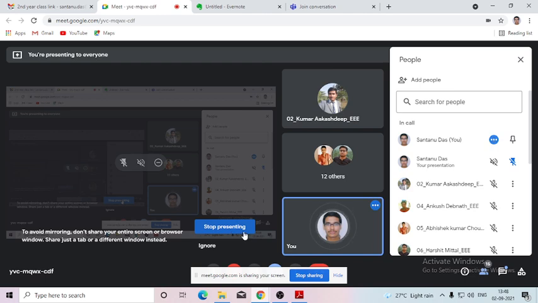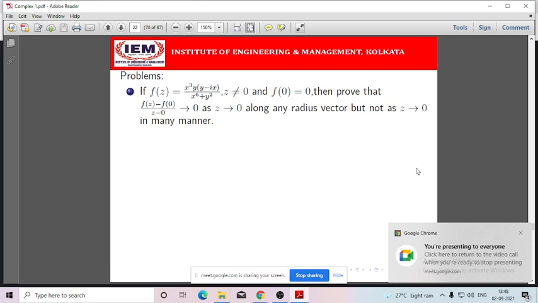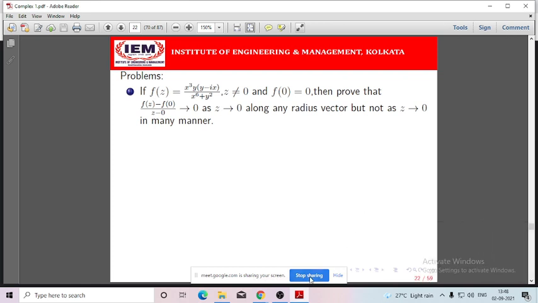So in today's class, I have discussed up to this. There are a few problems that you will try to solve; I will be sharing them in the Google Classroom. If you can't solve them, you will ask me and try to solve them. In the next class, I will be discussing the differentiability of complex valued functions.